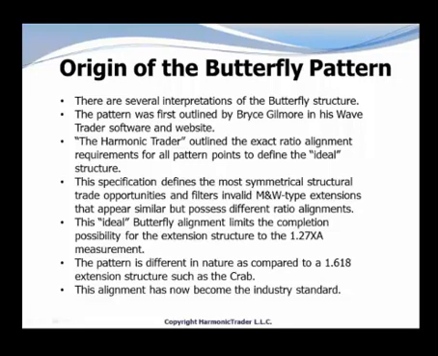And finally, the C point must be within the range of a 0.382 to a 0.886 retracement. This essentially just ensures that this M or W type extension structure possesses the correct structural alignment to define the opportunity.